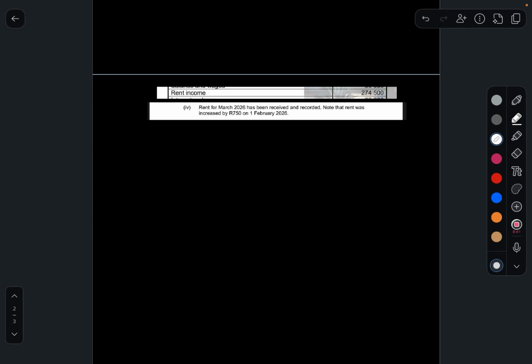So we're going to start with the months. Every time with the rent, we start with the months. We note down the months. So this 274,500 is inclusive of March. It's inclusive of the month March.